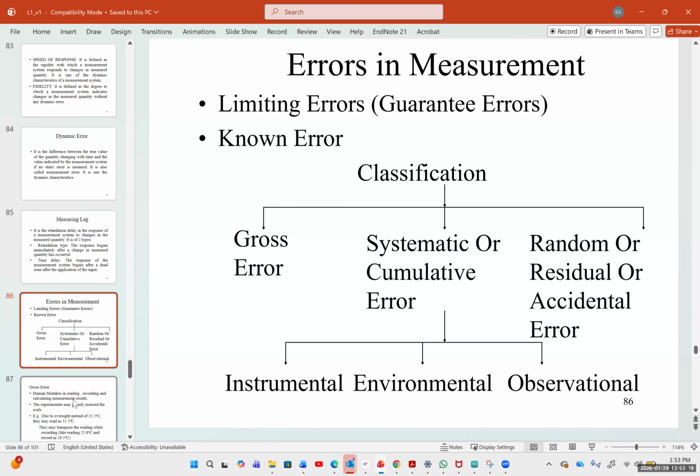Now, some errors in measurement systems. We have the limiting errors or guaranteed errors. We have the known errors. And the classifications are that we have gross errors, systematic or cumulative errors, and random or residual accidental errors. Now, the systematic error could be an instrumental, environmental, or observational error.